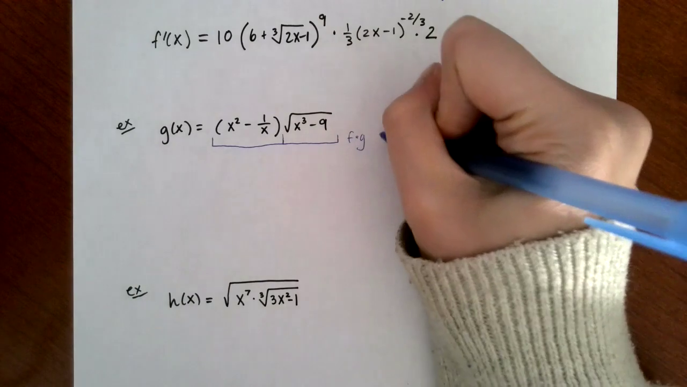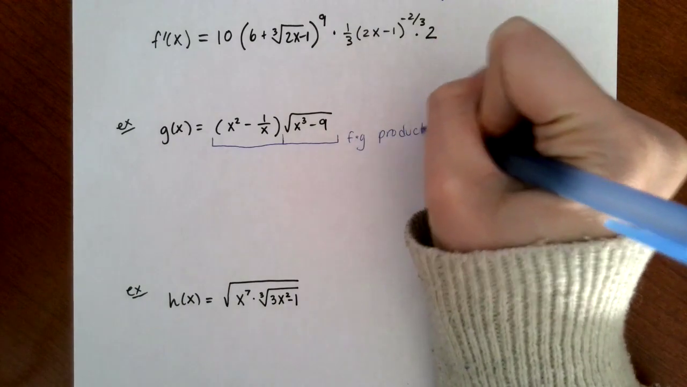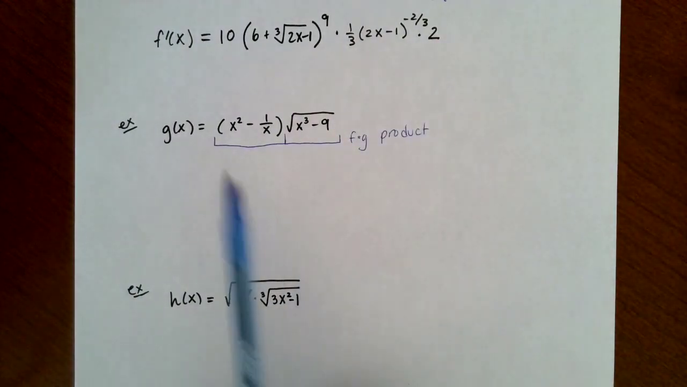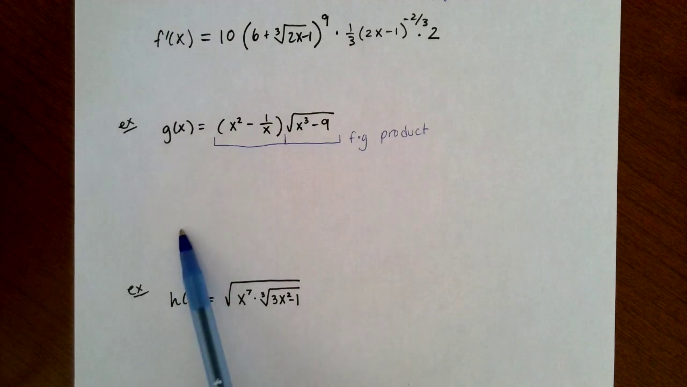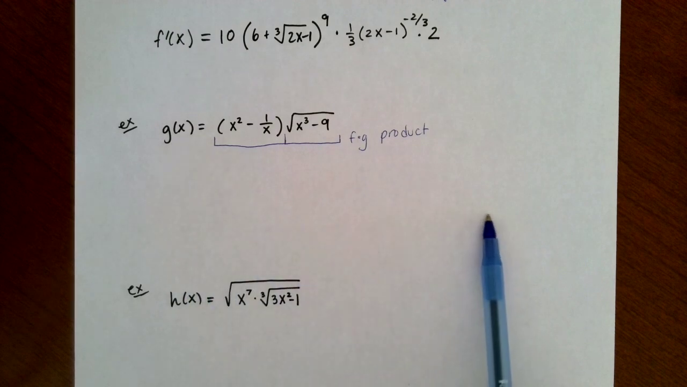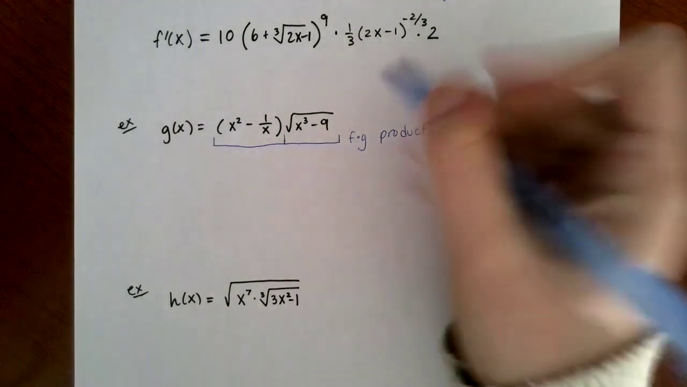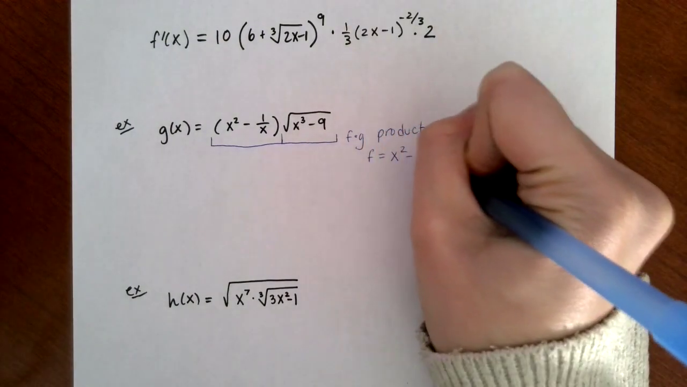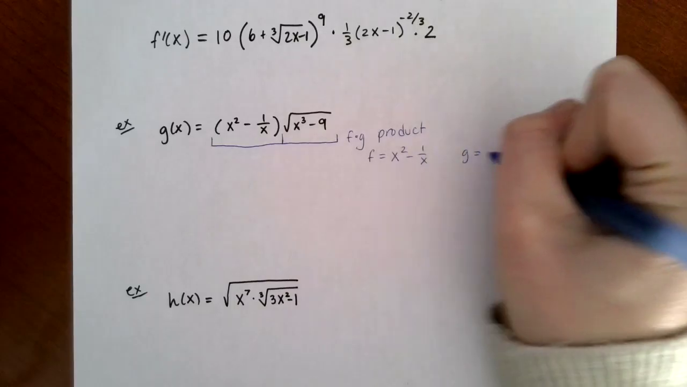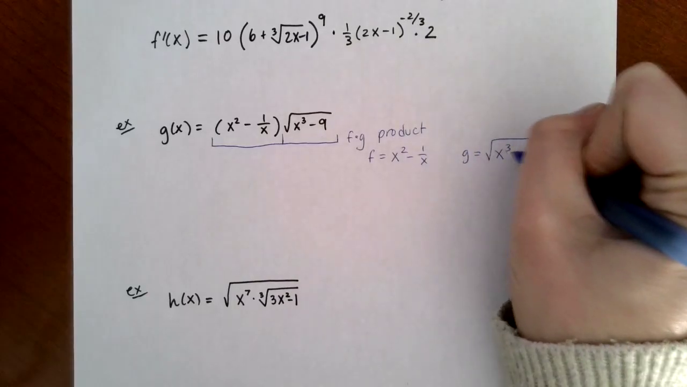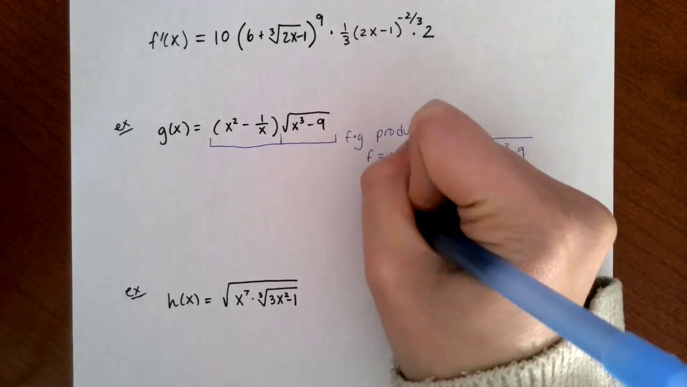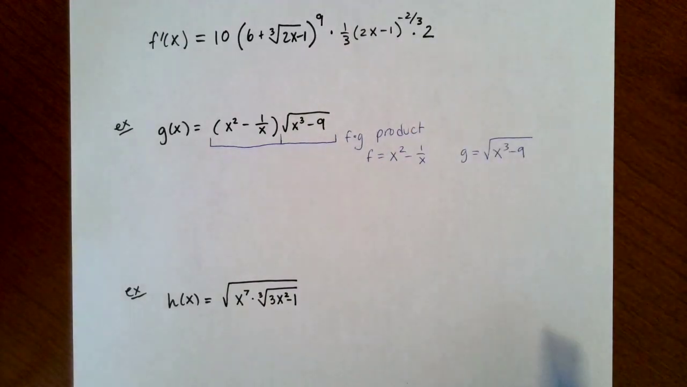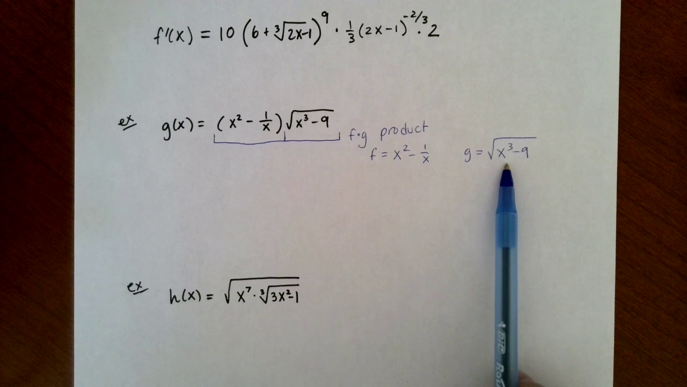So I'm going to decide to do the product rule as my overall rule. So when I go to do my final answer, it'll be f prime g plus g prime f. Okay, so in my product rule, the f is x squared minus 1 over x, and the g is the square root of x cubed minus 9. All right, so now I need f prime and g prime for these choices for my scratch work.